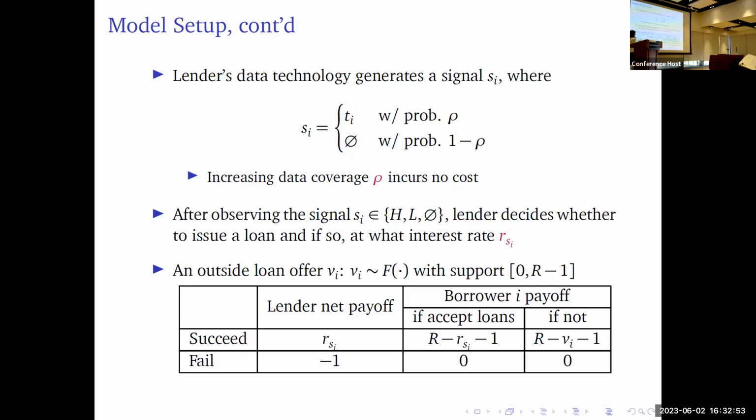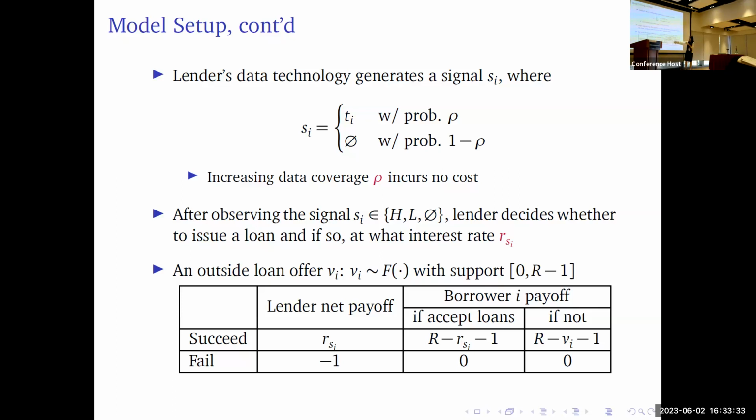If the project succeeds, then the lender's net payoff will just be the interest rates received from this loan. And if it fails, then the lender will lose the initial funding cost of $1. For the borrower, if she accepts the loan offer from the lender, then what she will get is just the total pie generated from these projects, taking out the proportion that belongs to the lender. So the rest will go to the pockets of the borrower. And if the project fails, then she gets nothing, protected by limited liability.